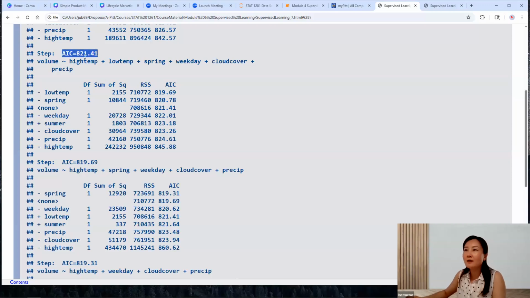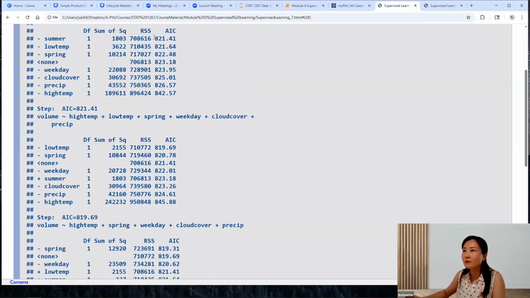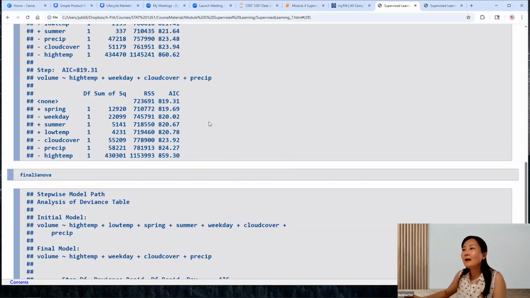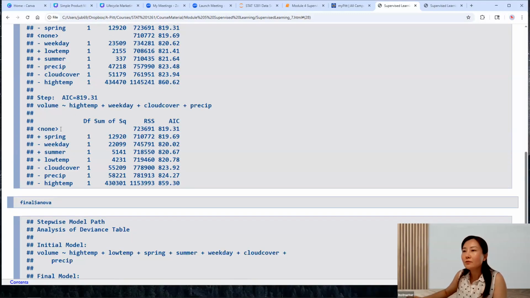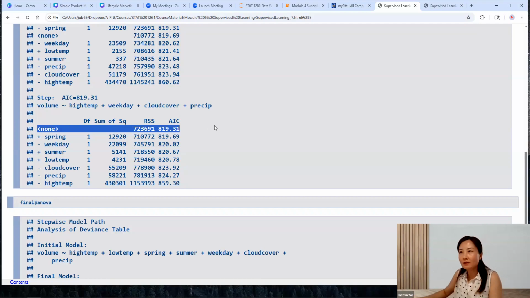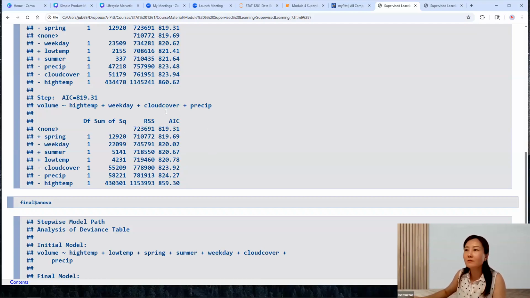In the second step, the starting AIC is 821.41, which corresponds to removing summer. This is the starting model, and then it will try to remove other variables. For example, at this step, removing low temperature will yield the smallest AIC, etc. And then until the last step, the starting AIC is 819.31. So doing nothing, this is the current AIC. If we add spring, AIC will be increased. Minus weekday, AIC also increased. So essentially, doing nothing is the best option, and the algorithm will stop here. This is the optimal model with 4 variables.